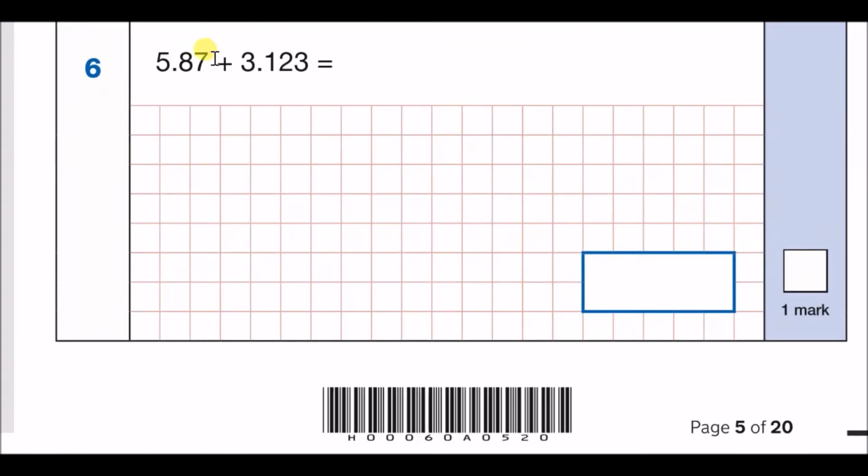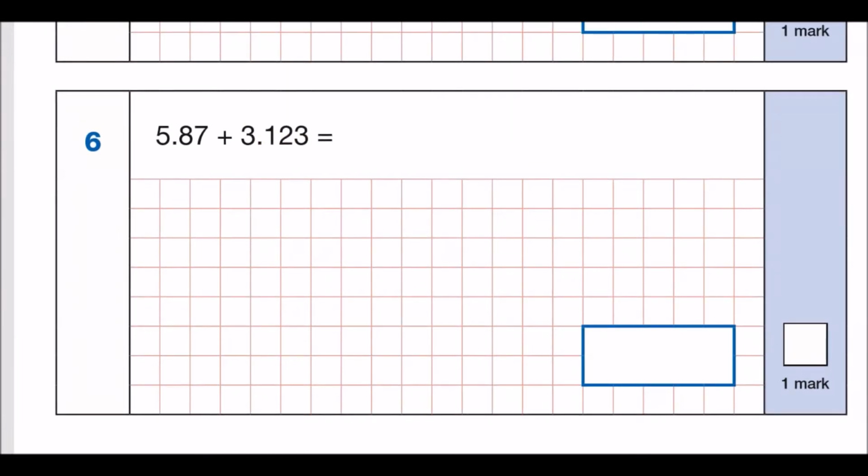Okay, 6. So we got 5.87 plus 3.123. Alright, so with these kind of questions, when you got a decimal point, the aim is to line up the decimal point first. So let's go ahead and put the decimal points here. So on the first number, we got 5.87. And the second one, we got 3.123. Now notice how you got a little gap at the top. Every time you got gaps, just fill up with a 0. And then you just do the same as you would.